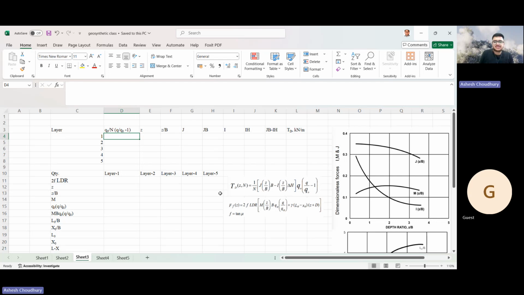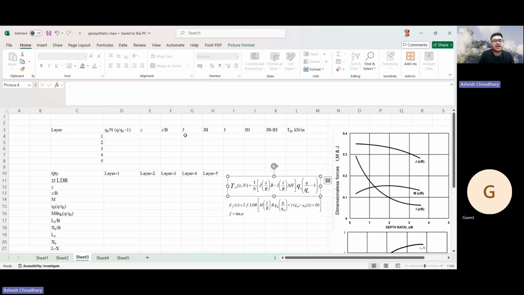Now, the first thing is that we have considered 5 layers. We have total N, we have considered 5. So what is our target? Our target is to find the Td. Now, what is this Td? 1 by N z times B minus I times delta H times Q naught by Q naught minus 1. So what we are ultimately doing is finding all these terms, and then we are calculating the Td.